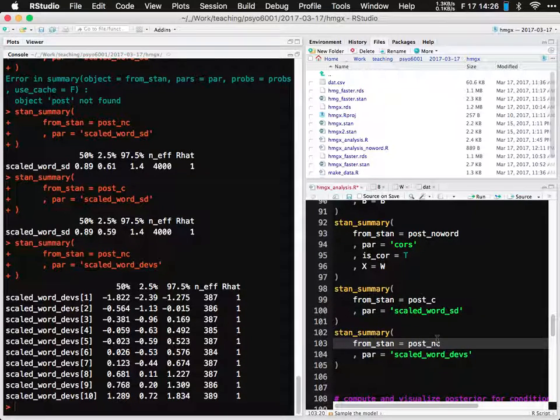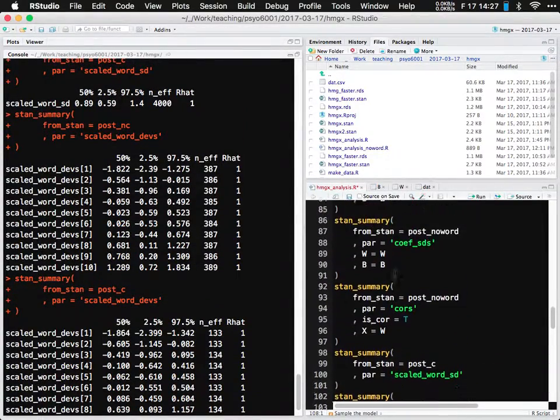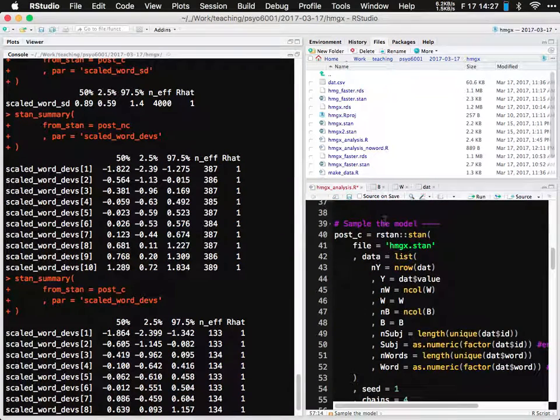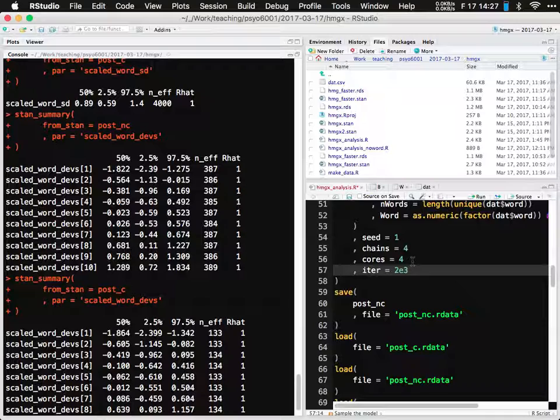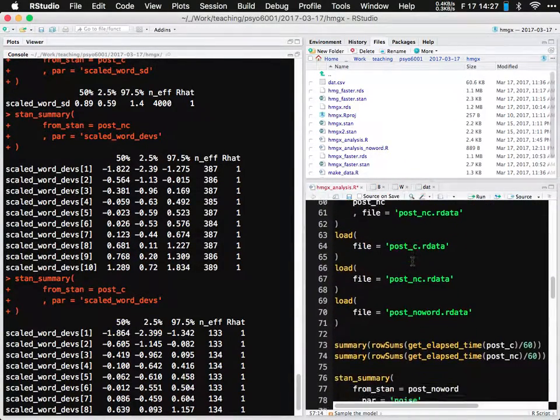Triple check how the C sampled these. A little bit better again with the NC in terms of sampling time. So with all of these, I'd probably bump the iterations up to 2E4 so that all of these effective sample sizes were greater than 1,000. And I certainly only used the faster version so that it ran through in a reasonable amount of time.